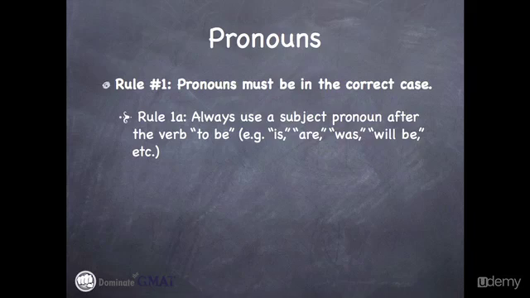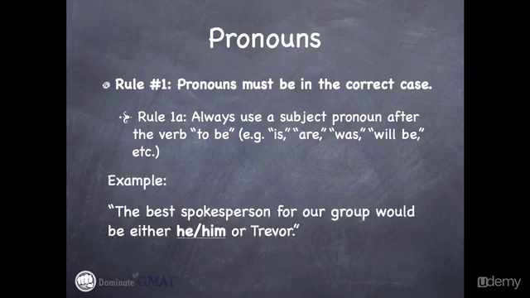And how do I know? Well, because the pronoun is following the verb to be. This is, and so forth, right? So that's for answering the phone. The GMAT's not going to test whether or not you know how to answer the phone, but the GMAT may test an example like this. The best spokesperson for our group would be either he or him, or Trevor. The best spokesperson for our group would be either he or Trevor, or the best spokesperson for our group would be either him or Trevor. What do you think? Go ahead and press pause.